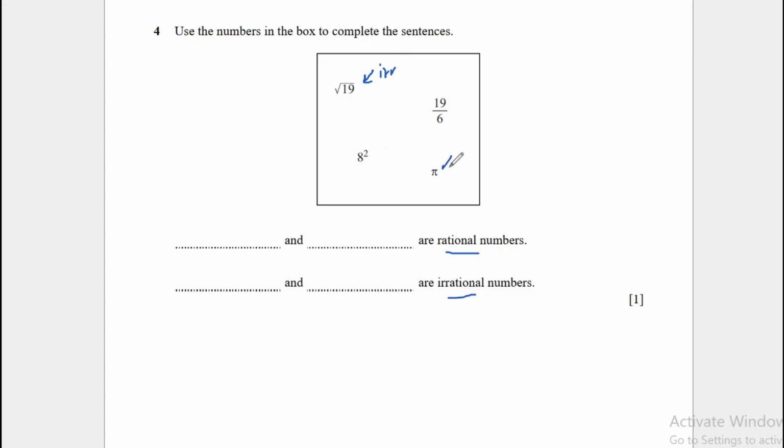And here pi is also an example of irrational, whereas a number which can be written in the form of p over q is rational, and this is also rational. So here you can write that 8 squared and 19 over 6 are rational numbers, and square root of 19 and pi are irrational numbers.